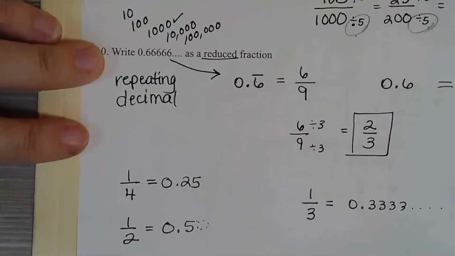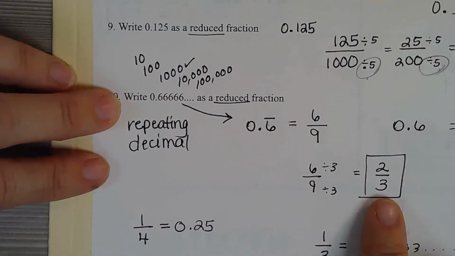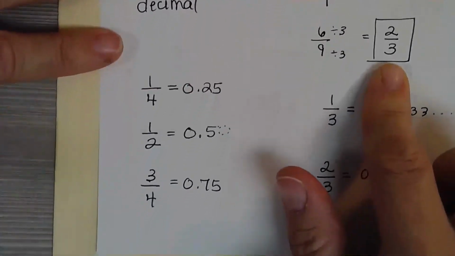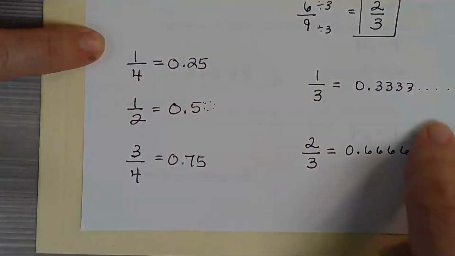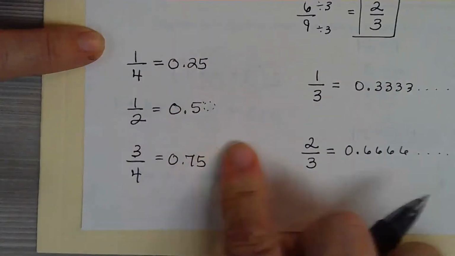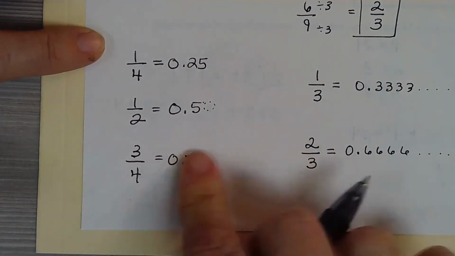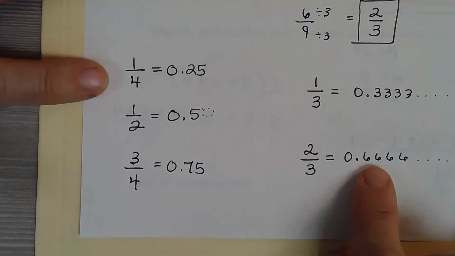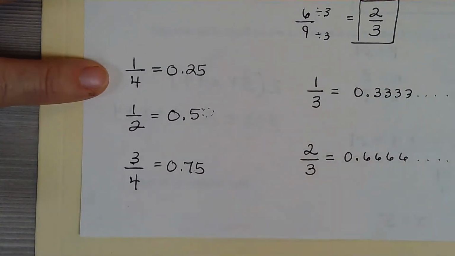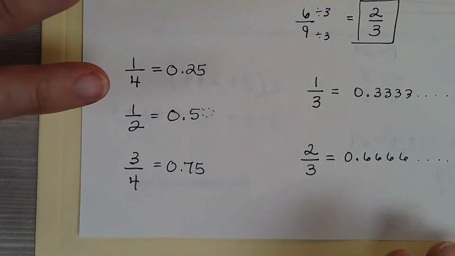So whenever I see 0.6 repeating, I automatically know it's going to be 2/3 because that's just one of them that I have memorized. I would highly recommend having these 5 fractions and their decimal equivalent memorized. So if you see 0.3 repeating, you know it's 1/3. If you see 0.6 repeating, you know it's 2/3. Okay, that's going to save you a lot of time.